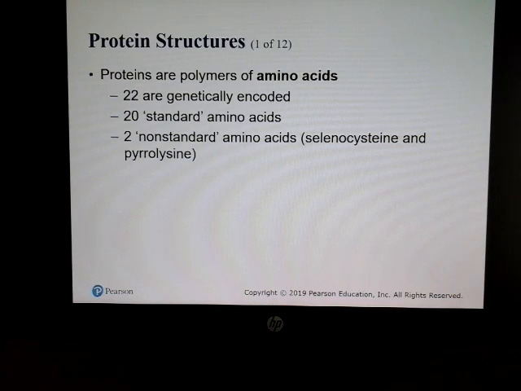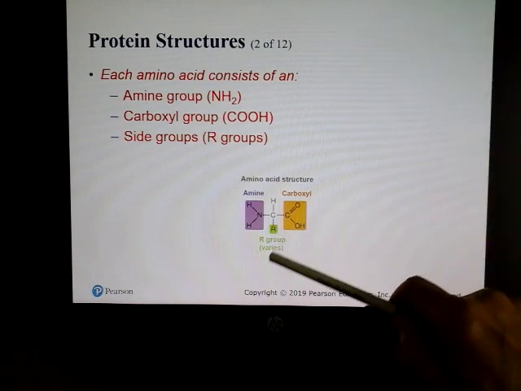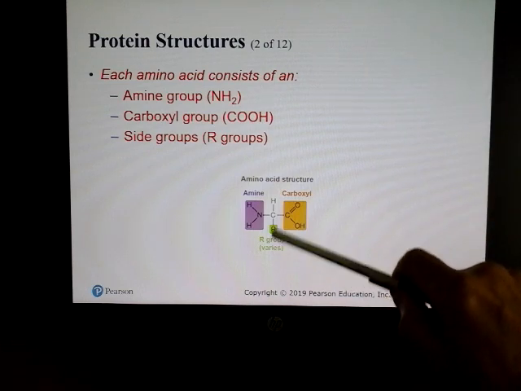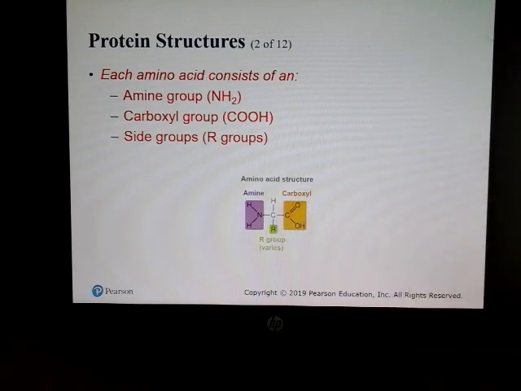Now, proteins, please know, are made of amino acids. We're going to discuss protein synthesis later in the semester. Please know that each amino acid has three parts. It has an amine group, which is NH3, a carboxyl group, COOH, and side groups that we call R groups. So this is where the variety of different amino acids comes from, that R group. That side chain is what makes them all different.